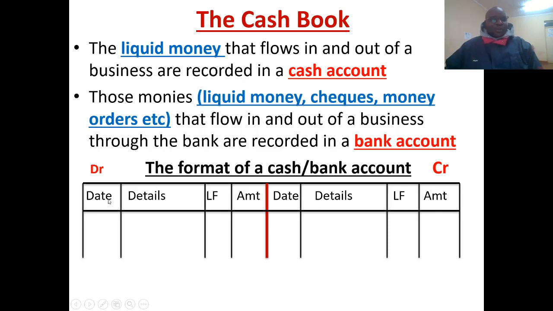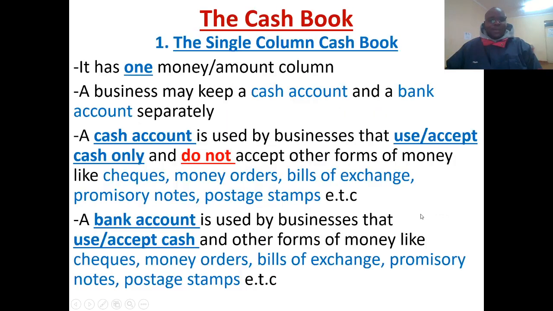In the date column, we enter the date when the transaction takes place and then the details of the transaction. What has happened? Is it a sale, a purchase, a payment for money, or a receipt of money that was earned earlier on, or such? And then on the ledger folio, we have the ledger where that transaction will appear, and then the amount of money that is either received or that is paid out.